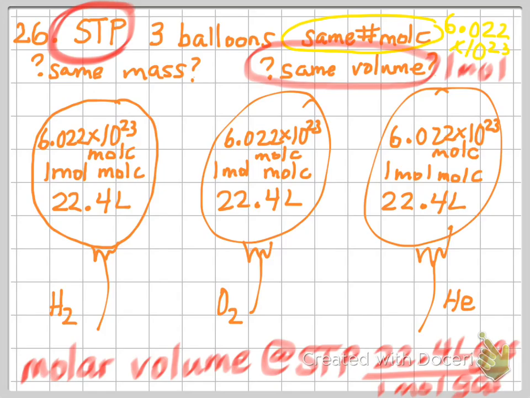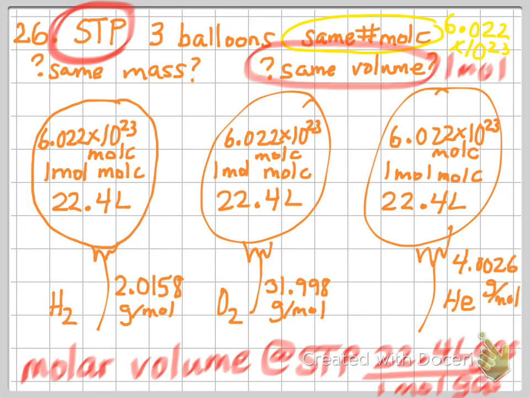So let's look at the mass. I can calculate the molar masses of these substances. The molar mass of hydrogen using my periodic table, that's 2 hydrogens, so the molar mass of hydrogen gas is 2.0158 grams per mole. The molar mass of oxygen gas is 31.998 grams per mole. Again, that comes from 2 oxygens added together. And the molar mass of helium is 4.0026 grams per mole.